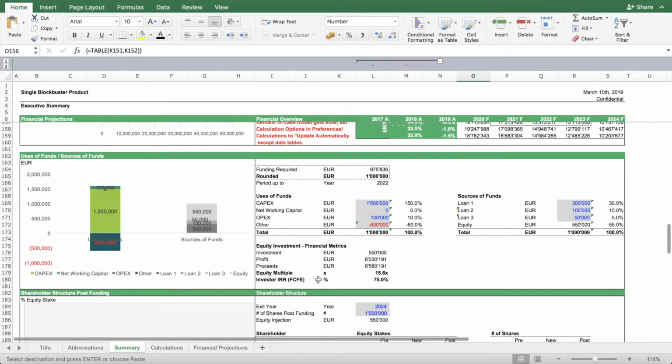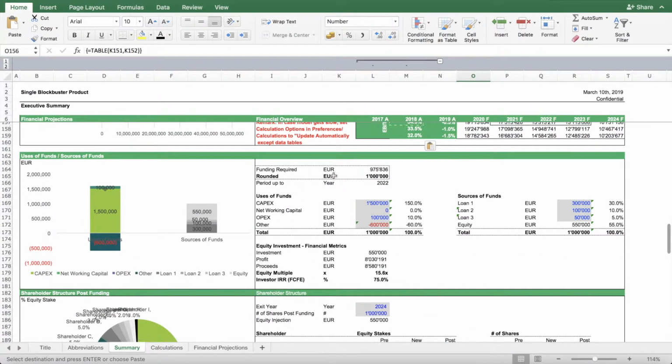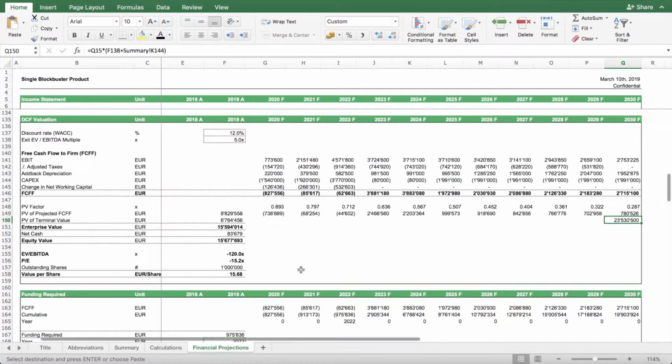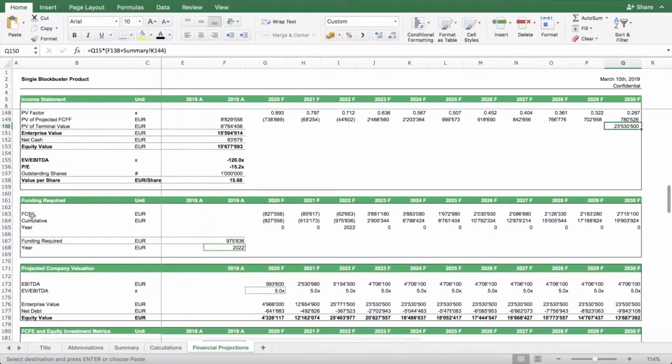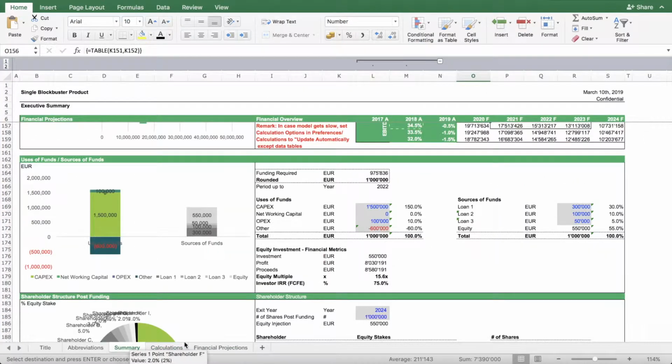Then the next topic is about how much funding we need to execute our business plan. For that, we look at our free cash flow to firm. We look at the cumulative free cash flow to firm and where it peaks. That's this value here. And this means we need to organize that much funding, and it will cover us for the period of up to 3 years. So when we go back to the uses and sources of funds table, it means we need 1 million of funding.